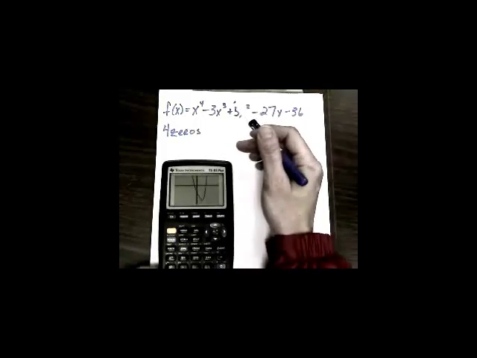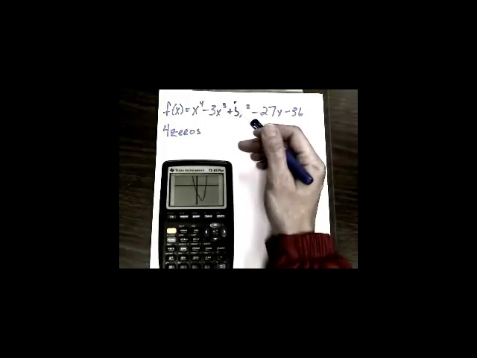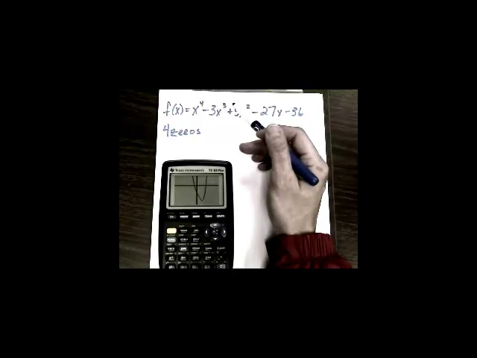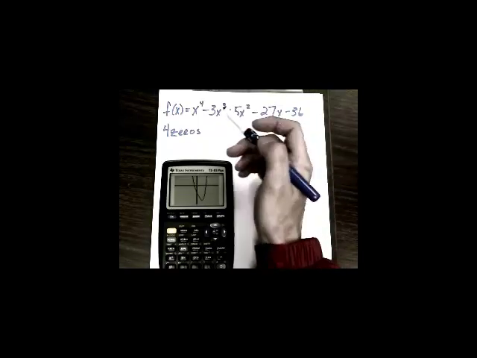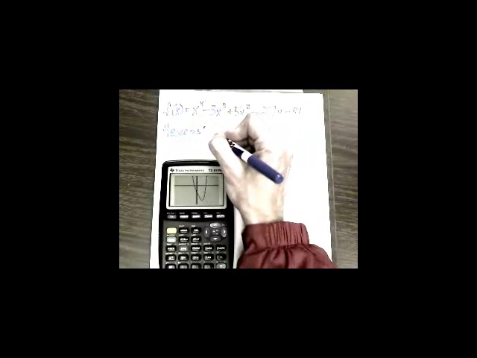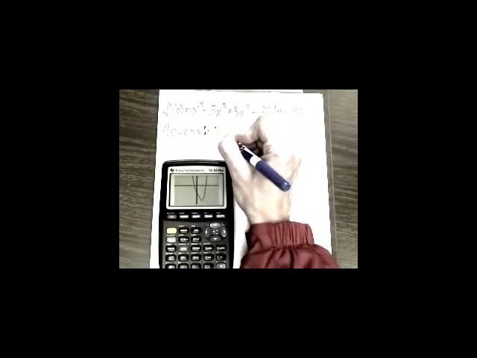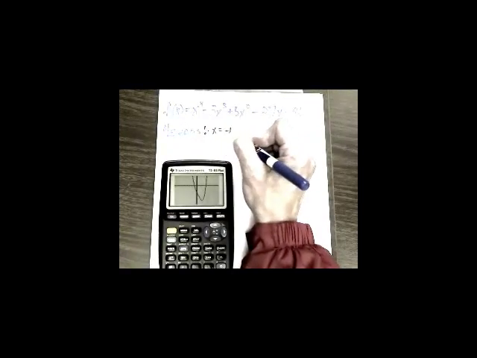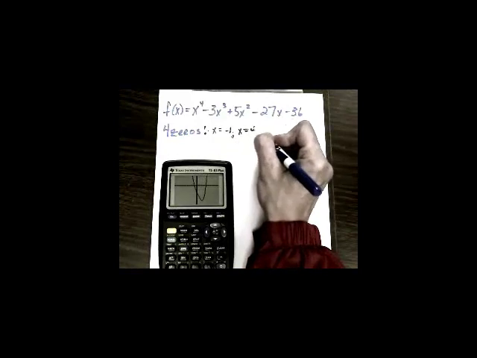Now, on my calculator, I want to graph it first and see where it touches the x-axis. The places it touches the x-axis will be the real zeros for the function. It touches the x-axis at -1 and +4. So 2 of the 4 zeros I have to find come from the calculator. X equals -1 and x equals +4.